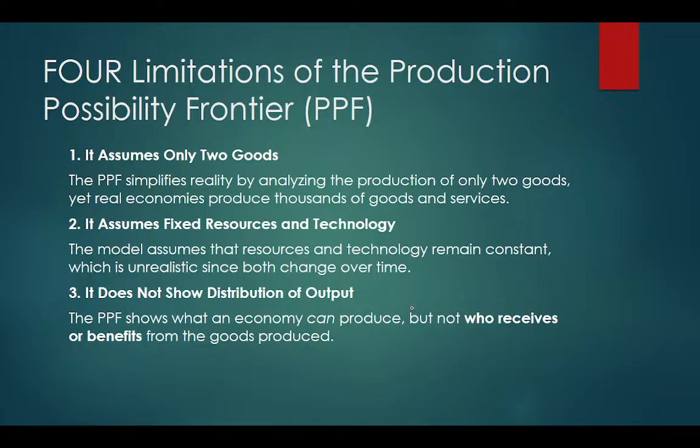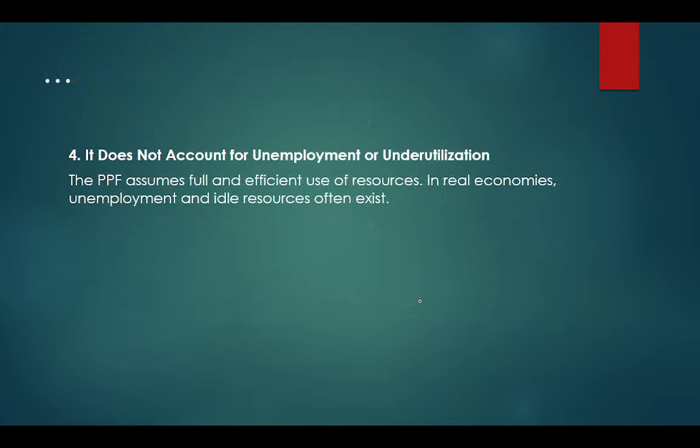Third, it does not show distribution of output. It shows what an economy can produce, but not who receives or benefits from the goods produced. Then it does not account for unemployment or underutilization. The PPF assumes full and efficient use of resources. In real economies, unemployment and idle resources often exist. So that's another limitation that we're looking at.